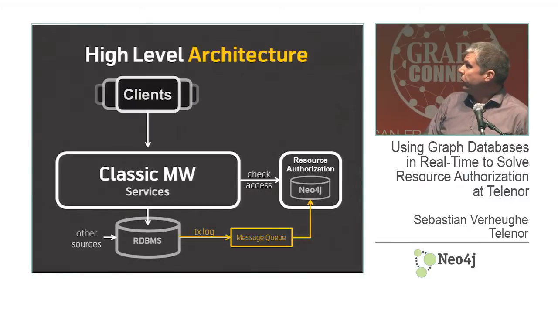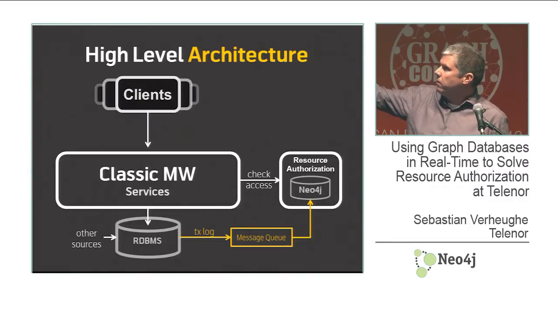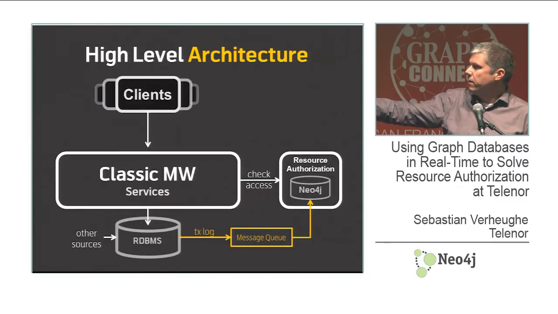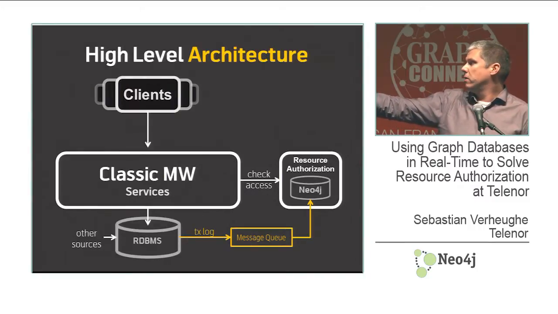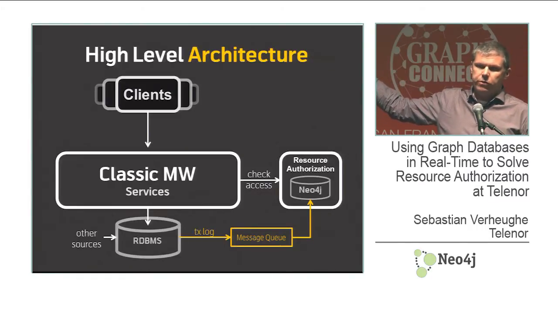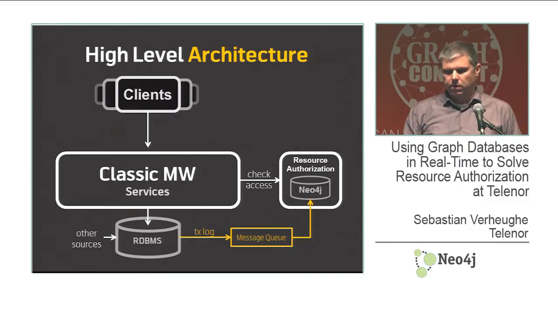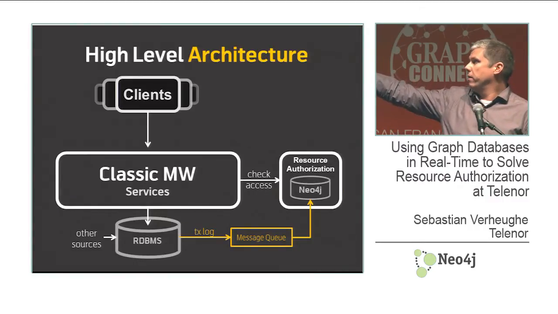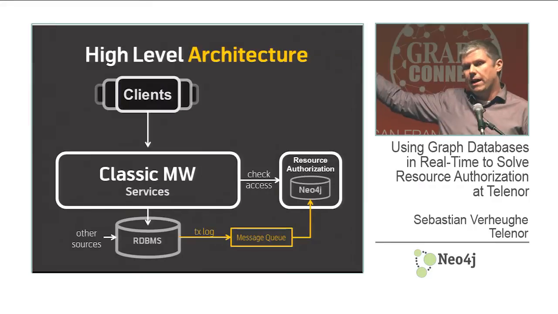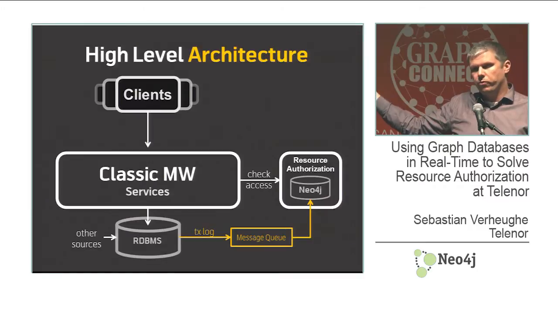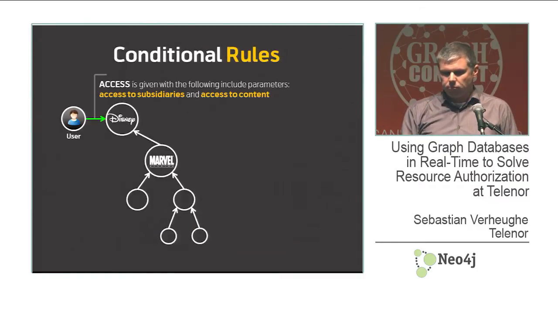So on a high-level architecture, you can see we have all the clients which use the middleware. And because we also have feeds into the relational database from scripts and other systems, we have a replication from the database and a message queue, which is then read by the Neo4j server instance and stored into Neo4j. So that's a high-level architecture. And then the middleware will go and do a check access for the resource it tries to retrieve from the Neo4j resource authorization solution.